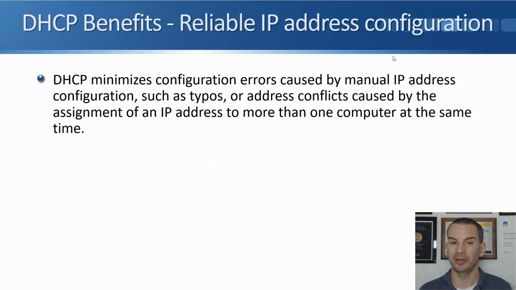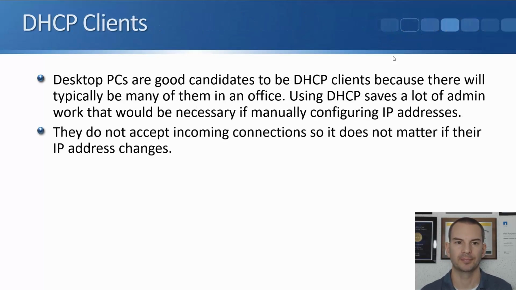So we mentioned earlier that you have all of those benefits of it being more convenient using a DHCP server. It also stops you from accidentally putting in a typo or configuring duplicate IP addresses. The kinds of clients that will be DHCP clients. Well, desktop PCs and laptops are good candidates to be DHCP clients because typically you're going to have a lot of those in the office. You don't want to have to manually go and configure them all. Using DHCP saves you having to do that.